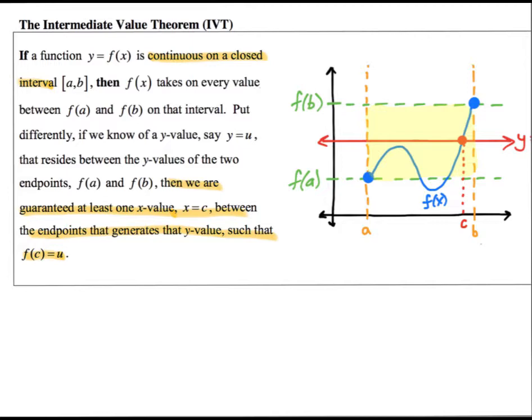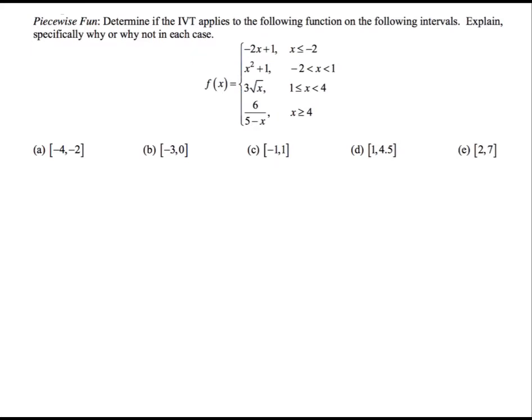So when we're using the intermediate value theorem, we always have to first check and make sure we have a continuous function. So let's try one. In this problem, I'm going to determine where the intermediate value theorem applies to the function on the following intervals. So first thing we have to identify is, do we have a continuous function? So I'm going to use my knowledge of these equations to determine if the function is continuous on each of these intervals. So always remember, to use the intermediate value theorem, we first must guarantee our function is continuous.